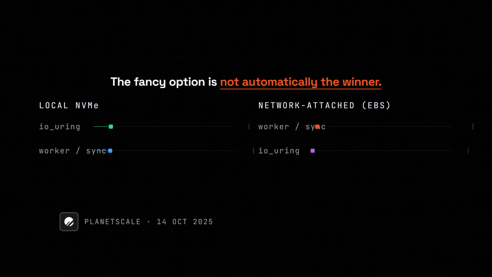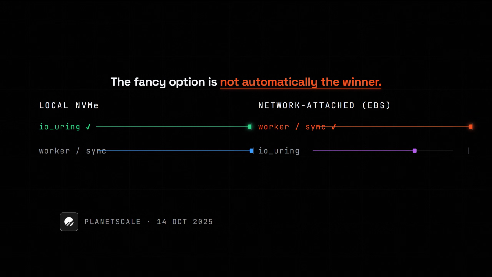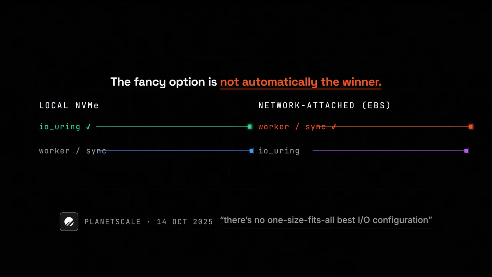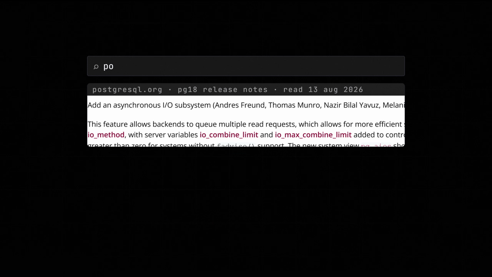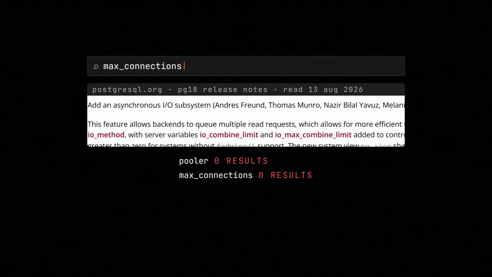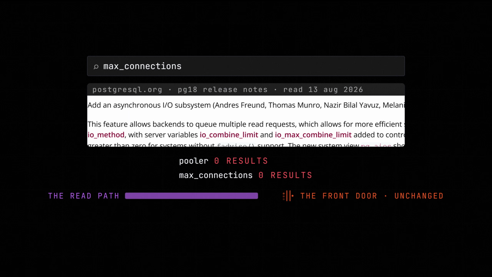PlanetScale tested 17 against 18 and found the fancy option is not automatically the winner. On network attached storage, the plain default beat it. There is no single best setting. Now search those same release notes for the word pooler. It is not there. Search for a change to max connections. There is not one. The engine got dramatically faster at reading, and the front door did not move a millimeter.